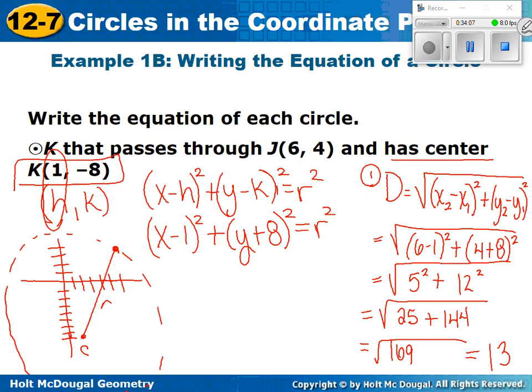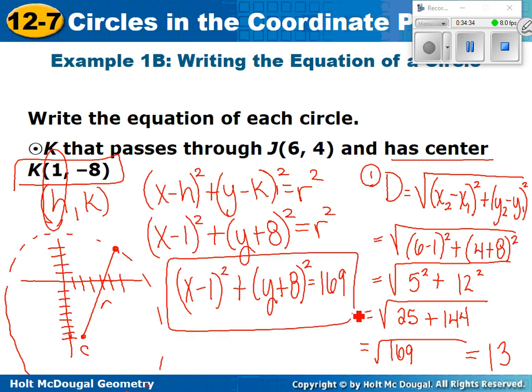Okay. When we plug that in, though, do we just put 13 here? No, what do we have to do to 13? Square it. So when we write our final answer, it's going to be x minus 1 squared plus y plus 8 squared equals 13 squared. And what is 13 squared? 169, what we had right before we took the square root. And that would be your answer.